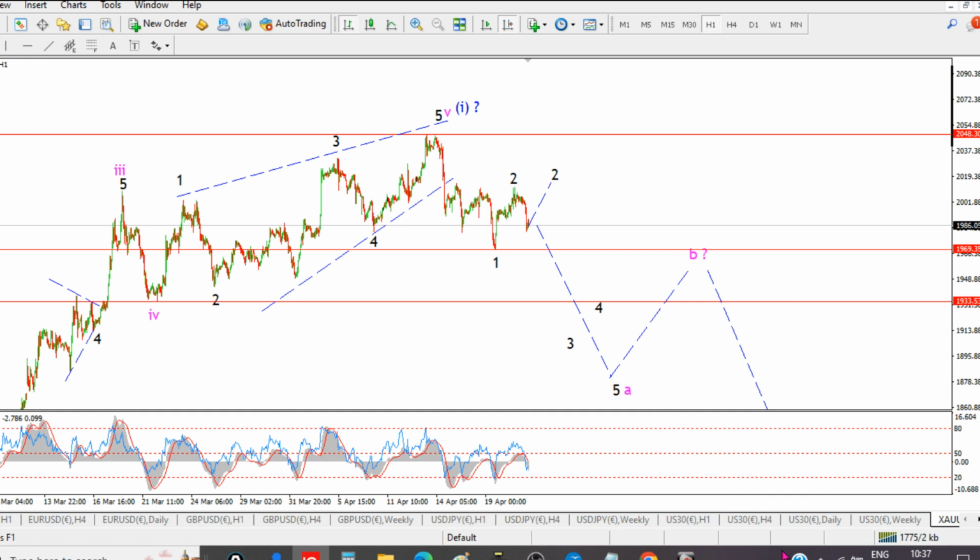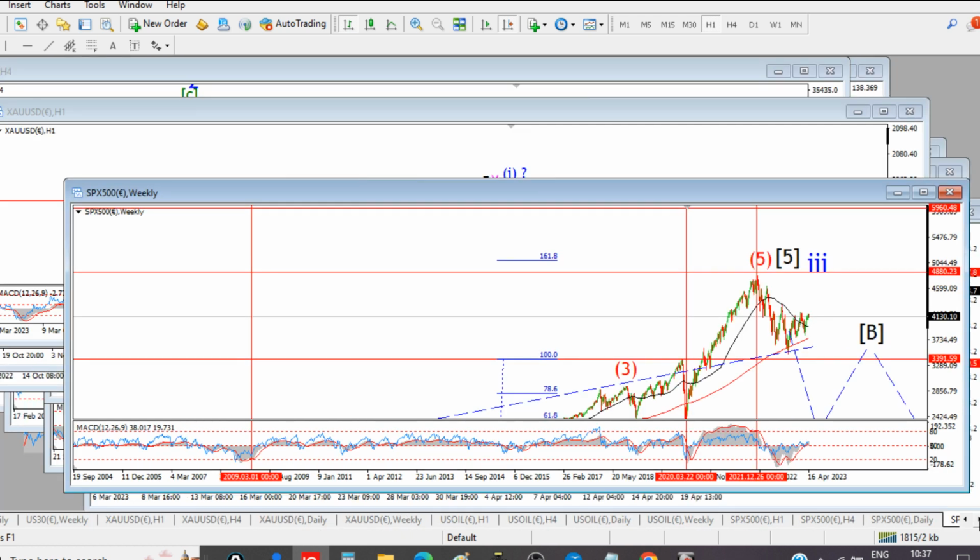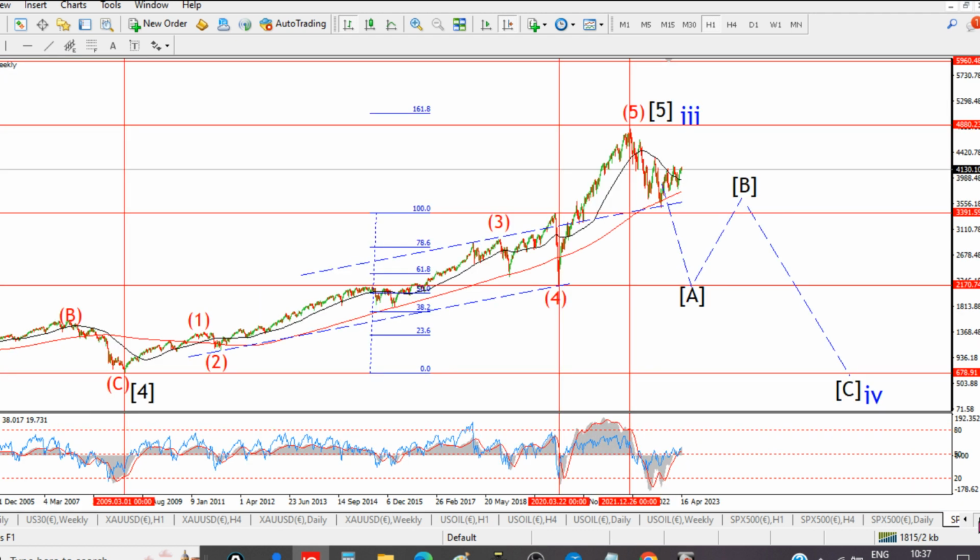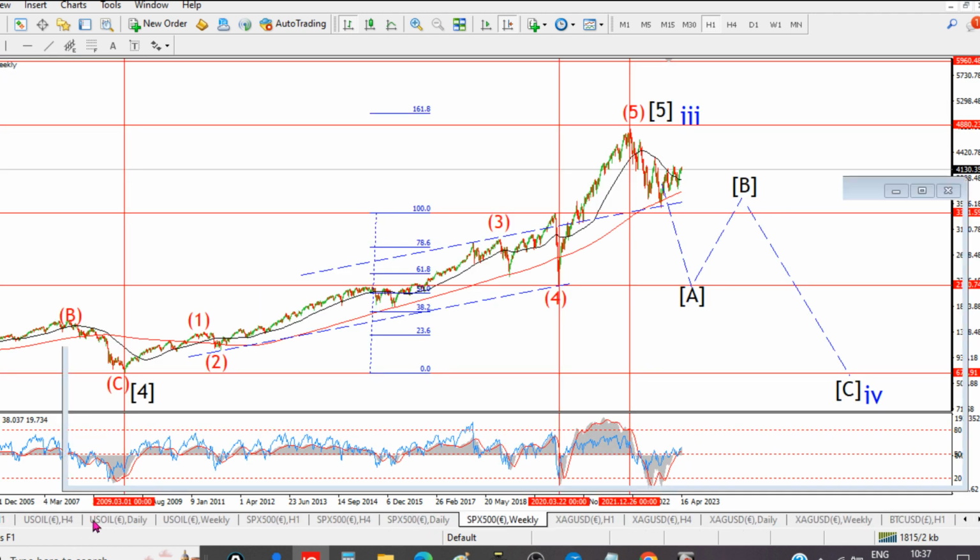Okay, so next week, looking for wave A down to continue and complete, let's say, by the end of next week. Okay, let's move on. Let's get to crude oil.